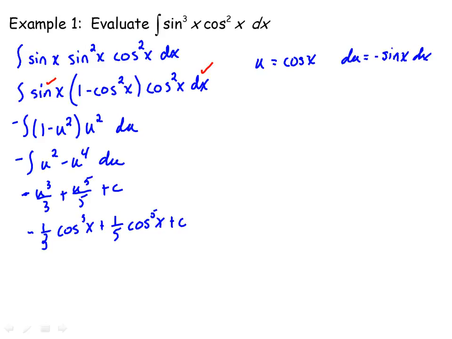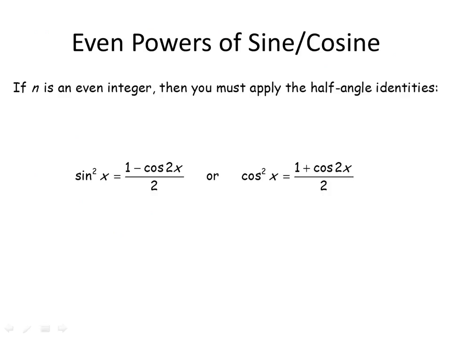Okay, so what happens if we have even powers? Well, if you have the cosine squared or the sine squared, you already know what to do with that, right? We just can't do that. If you have an even power, then we're going to use the half angle identities from trig. So if you have a sine squared x somewhere, you can substitute in 1 minus cosine 2x over 2. Or if you have a cosine squared x, it's 1 plus cosine 2x over 2.